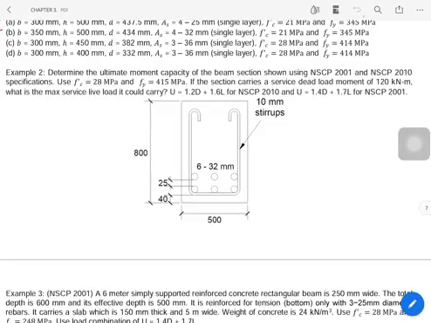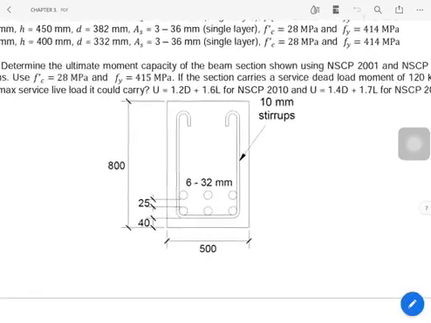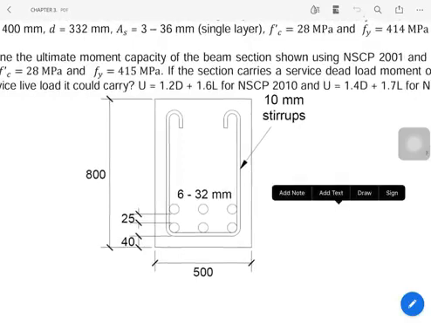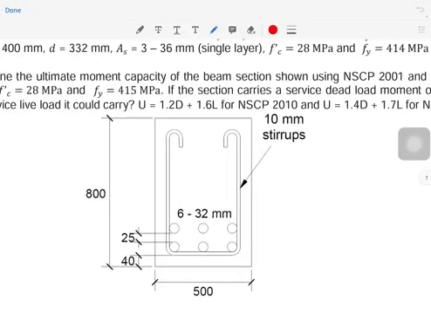So you may use 1.2 dead load plus 1.6 live load for NSCP 2010 and 1.4 dead load plus 1.7 live load for NSCP 2001. Okay, so this is our beam here. As you notice, our beam is a double layered beam. So in our analysis later, I think we'll be using values for d and dt as well, no? So I think we need to know those values first.